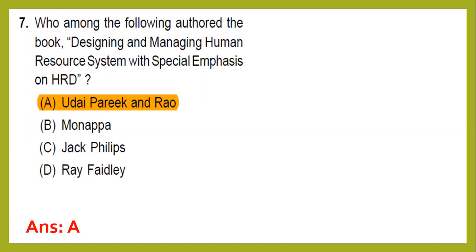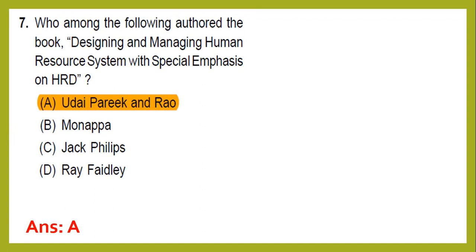Next, we go to the seventh question. Who among the following authored the book Designing and Managing Human Resource Systems with special emphasis on HRD? The correct option is A, Uday, Parikh and Rao.